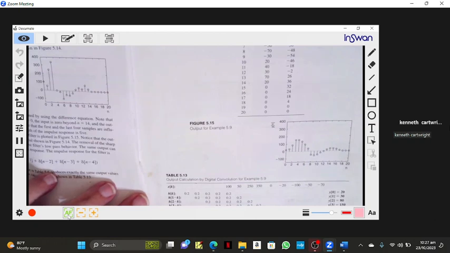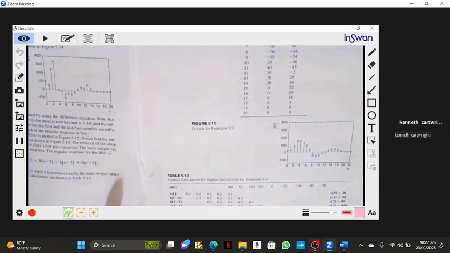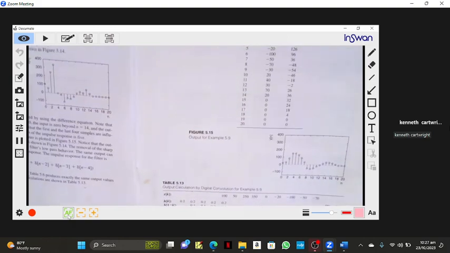The word you're looking for is smooth out. Yes, sir. The input is smoothed out. You don't have the high highs and the low lows. So a moving average filter is a smoothing filter. If you want a signal smoothed out, you'd use a moving average filter.